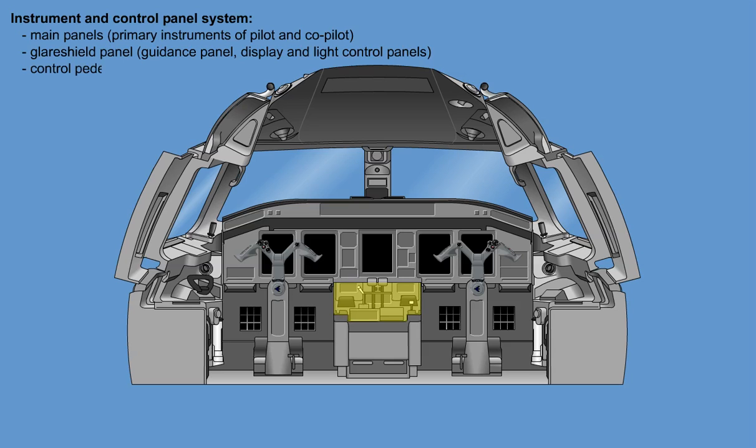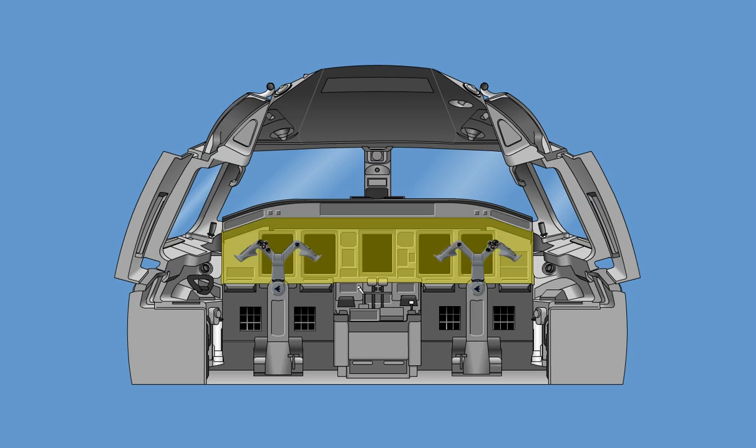The control pedestal, and the overhead panel, which consists mainly of arrays for controlling the aircraft systems. On the main panel, you will find all primary instruments. The main panel includes the pilot panel, the center panel, and the co-pilot panel.